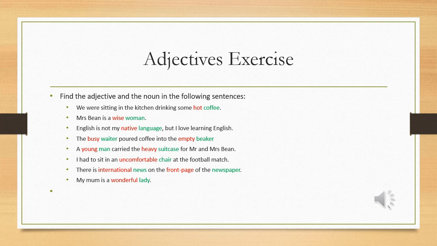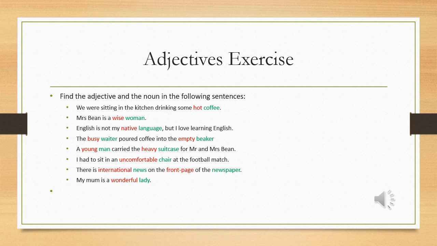Then lastly we have, my mum is a wonderful lady. So you could have lady as your noun, wonderful lady. Or actually with this one and the second one, it could be mum as your noun or Bean as your noun, Mrs. Bean. Because we're using the verb to be here as well, is a wonderful lady. Okay, hope you got all those right.